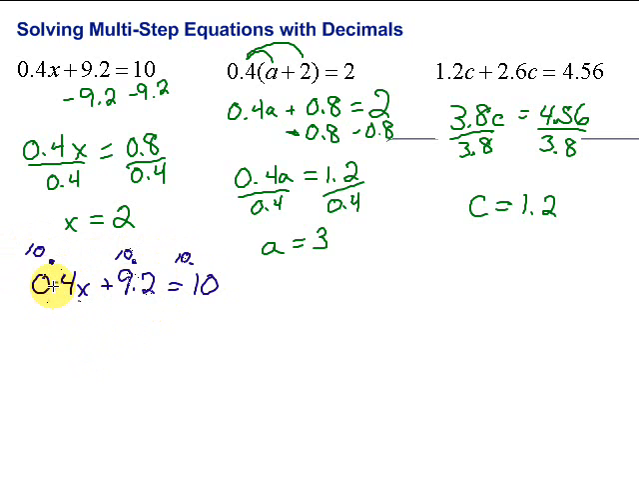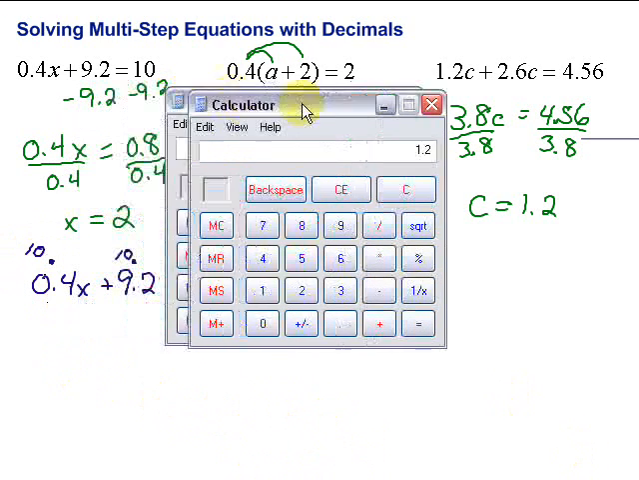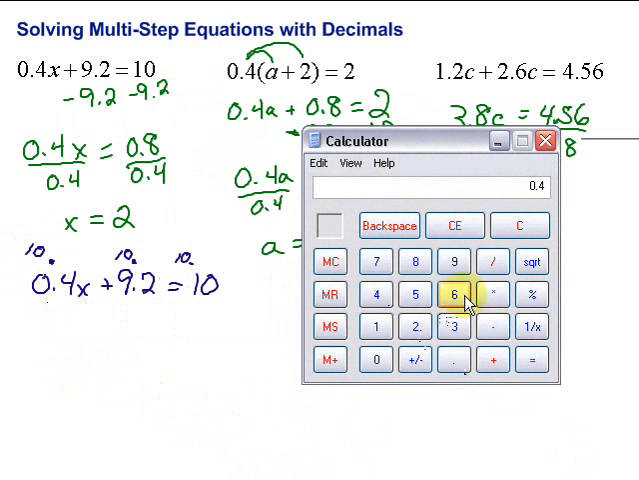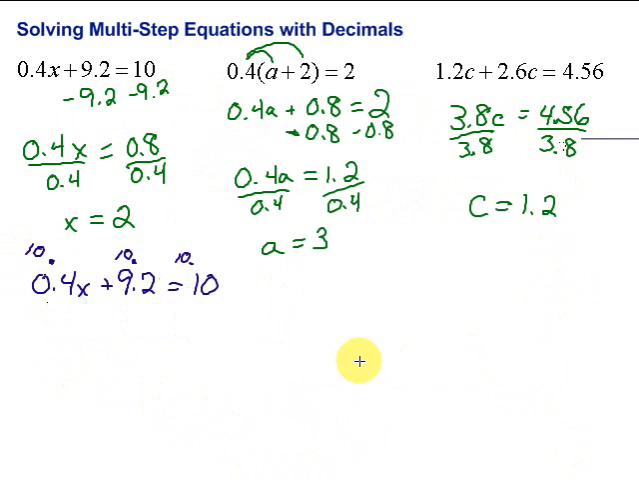I multiply this by 10, all it does is moves the decimal over one spot. If you don't believe me, let's look at the calculator quick. 0.4 times 10 gives us 4, sure enough. So we have 4x, then 10 times 9.2 becomes 92, and here we have 10 times 10, which is 100. Then, to solve this, we don't have any decimals anymore.